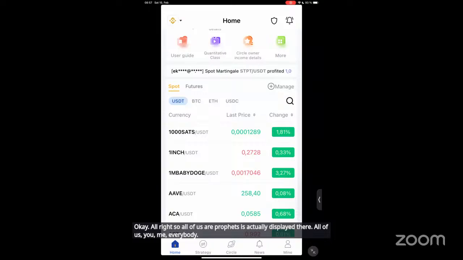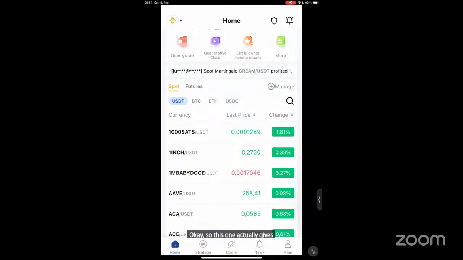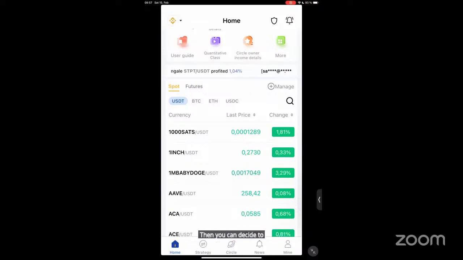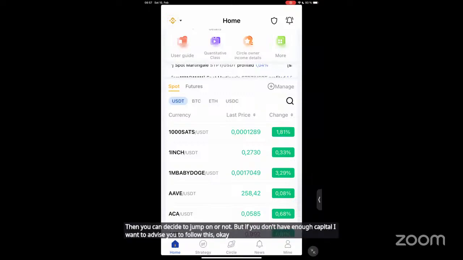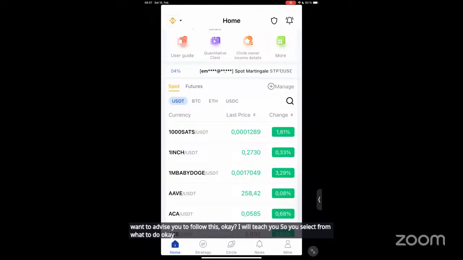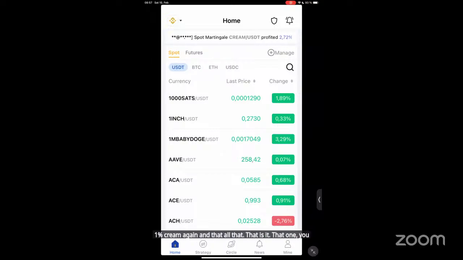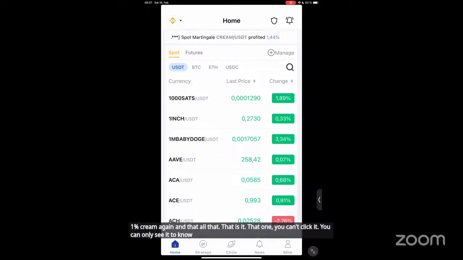Okay. So this one actually gives you an idea to see which coins a lot of people are making profit from currently. And then you can decide to jump on or not. But if you don't have enough capital, I won't advise you to follow this. Okay. I will teach you. So you select from what to do. Okay. That is my duty. So you can see STPT 1%, cream again, in that order. So that is it. That one you can't click it. You can only see it to know that people are making profit from this.